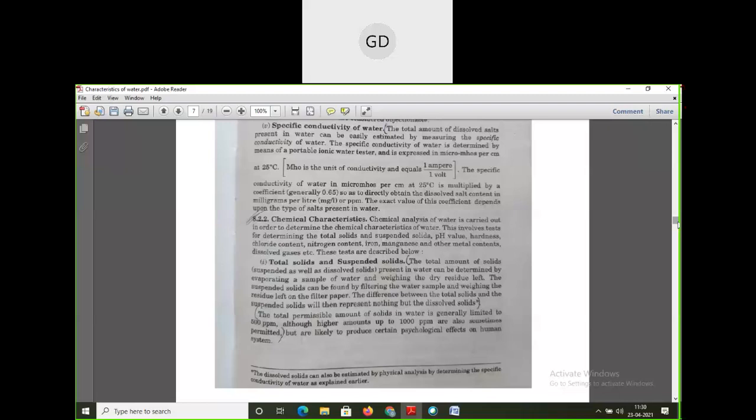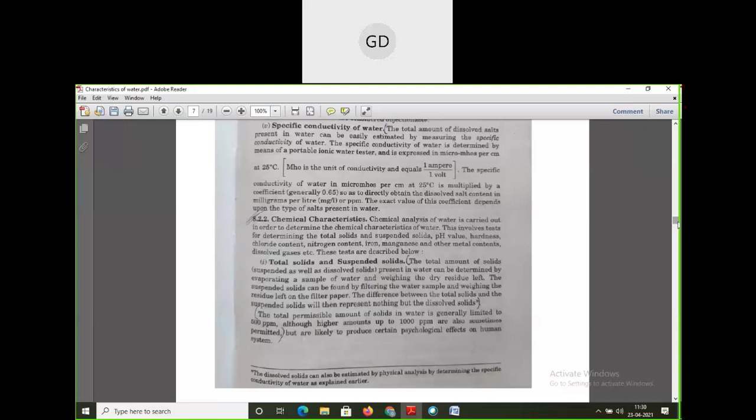Now, every characteristic will have some permissible limits. So what is the permissible limit for total solids, the total permissible amount of solids in water? It is generally limited to 500 ppm, and if it goes slightly higher, it can go up to 1000 ppm. So 500 to 1000 ppm is the total permissible amount of solids that can be present in the water.